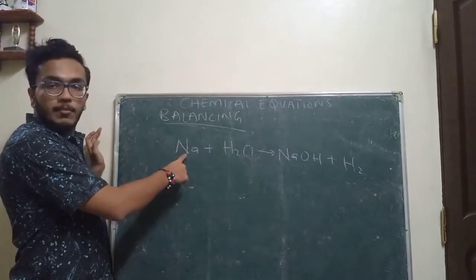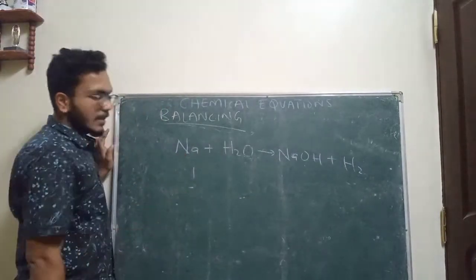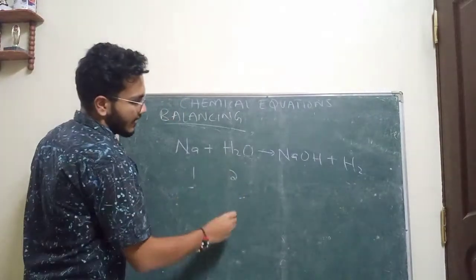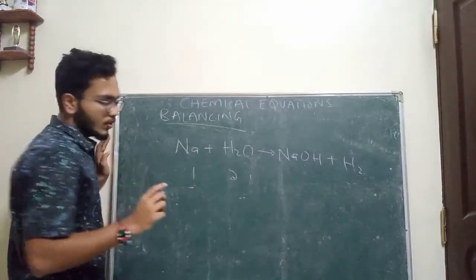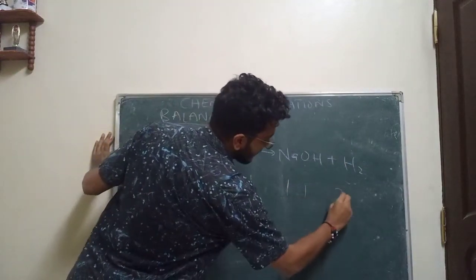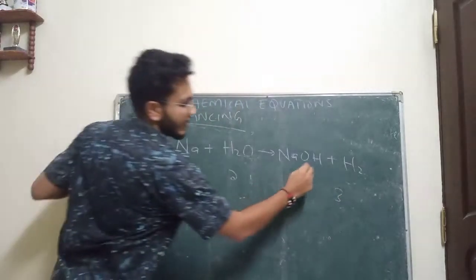Then how many sodium atoms are there? 1. How many hydrogen are reacting? 2. How many oxygen are reacting? 1. How many sodium atoms are formed? 1. How many oxygen? 1. And how many hydrogen are there? 3. These hydrogen are 3.